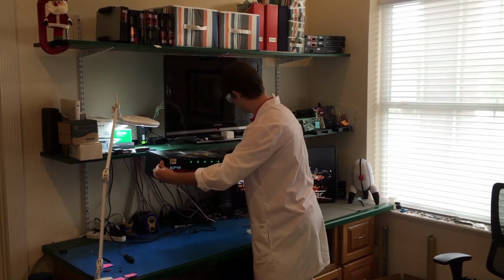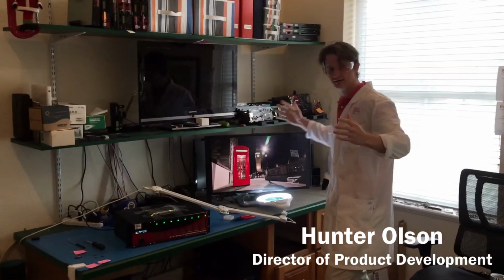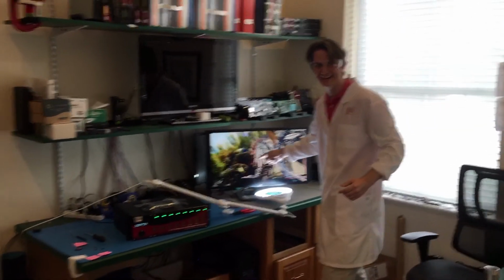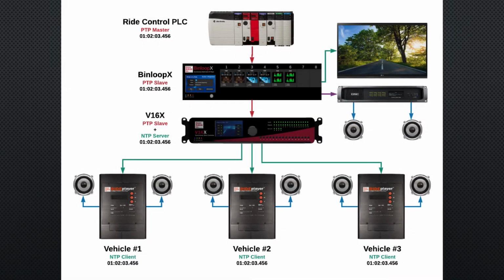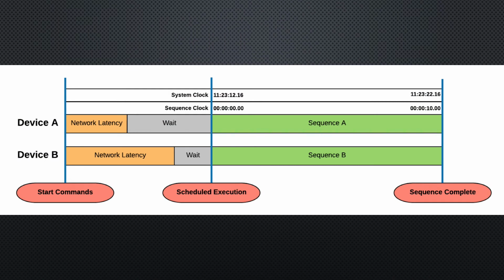When he's not constantly breaking perfectly good electronics, Hunter is always looking for an excuse to put atomic clocks in our products. Unfortunately, the accountants got involved again. We decided it would be more practical to use other common industry methods like PTP, NTP, and GPS. This is exactly how Alcorn McBride products with SyncCore work.